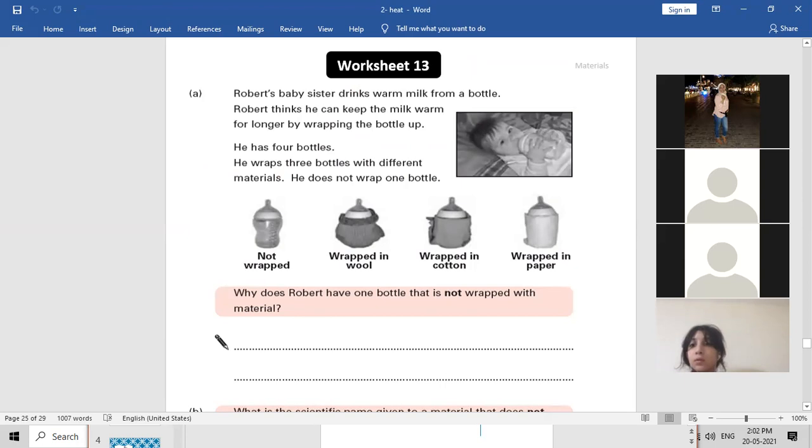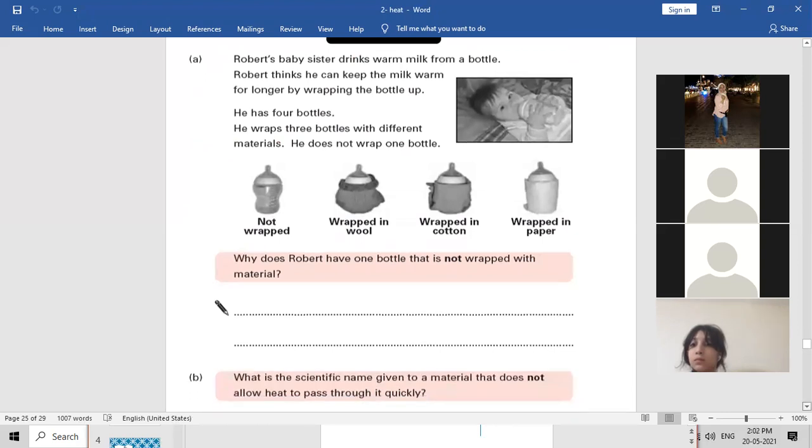Okay. Robert's baby sister drinks warm milk from a bottle. Robert thinks he can keep the milk warm for longer by wrapping the bottle up. He has 4 bottles. He wraps 3 bottles with different materials. He does not wrap 1 bottle.